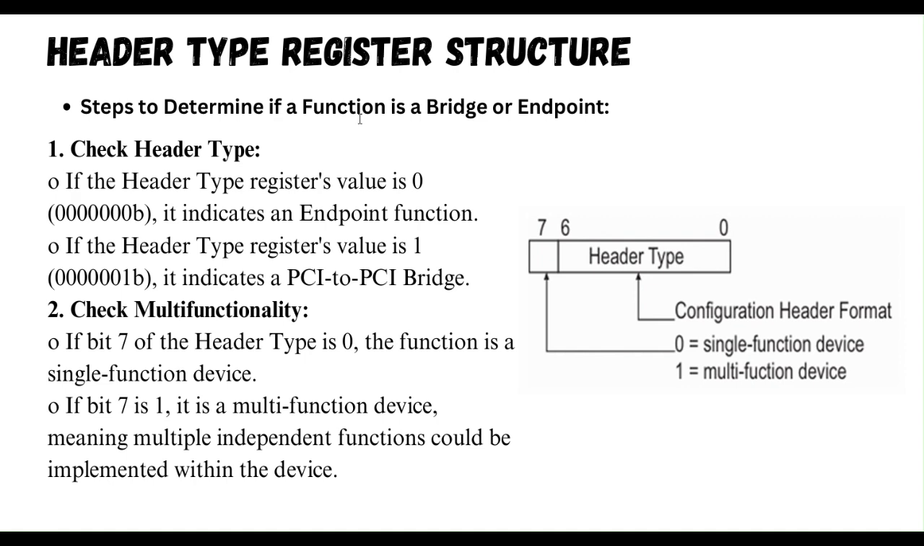How do we check multifunctionality? If bit 7 of the header type is 0, it is a single function device. If bit 7 is 1, it is a multifunction device, meaning multiple independent functions could be implemented within the device.